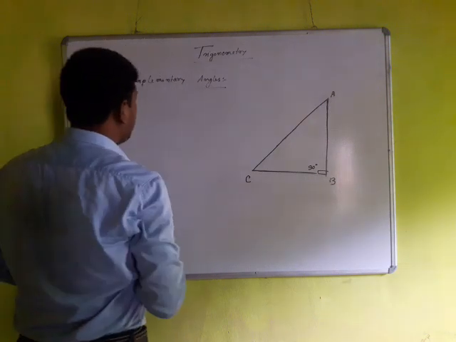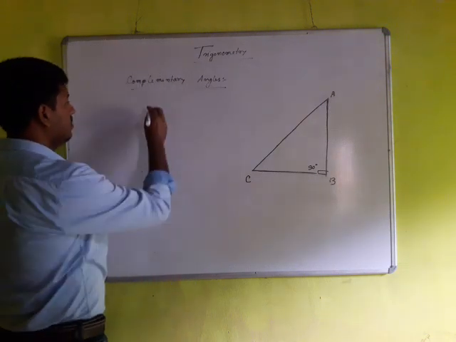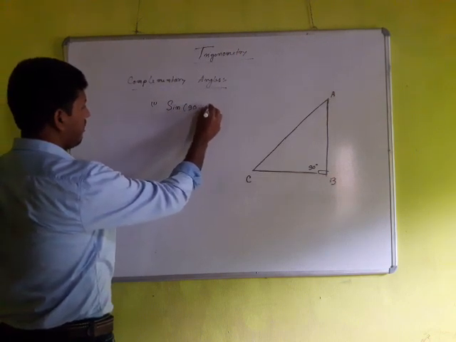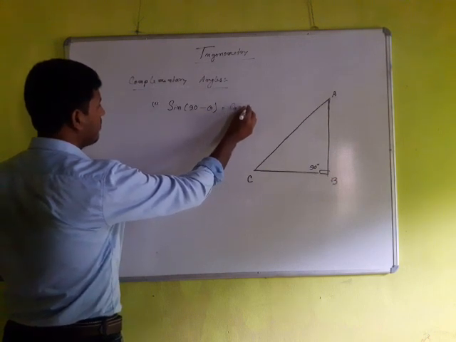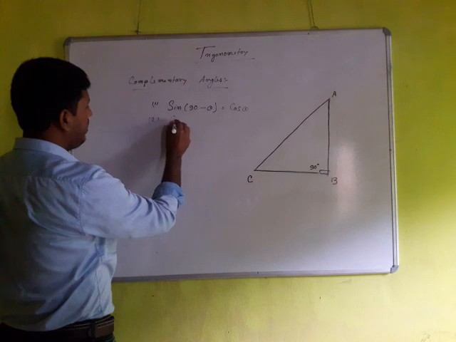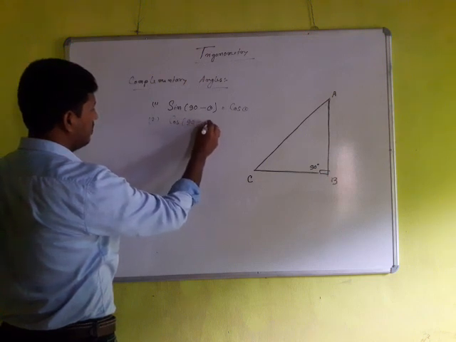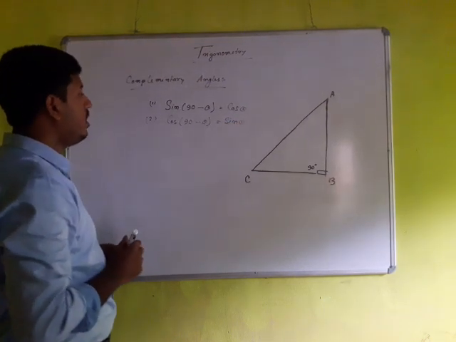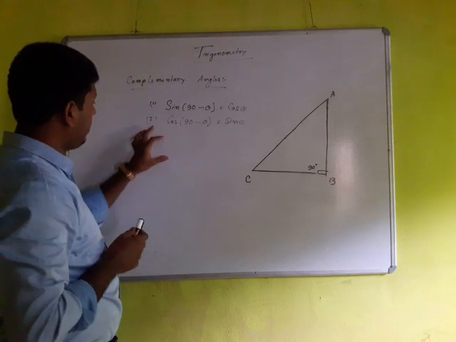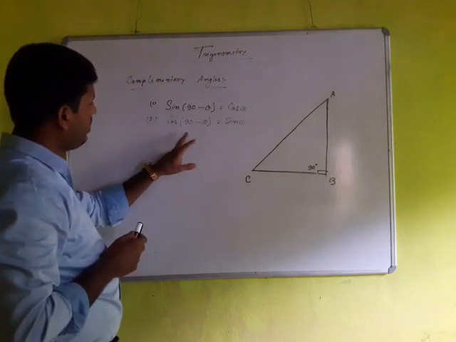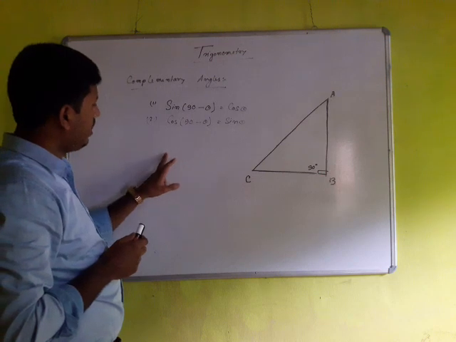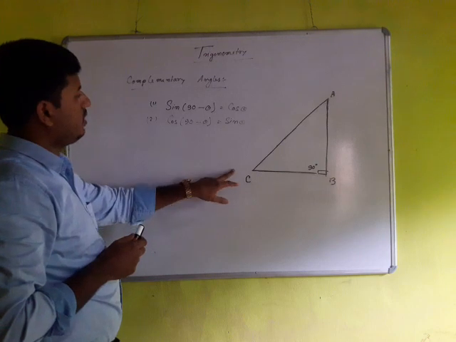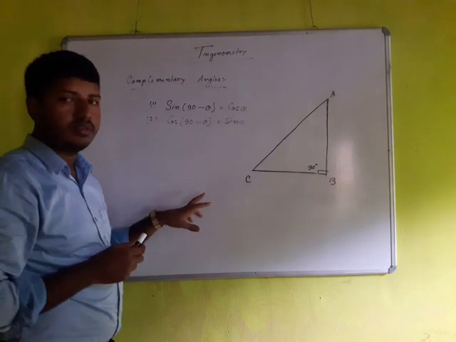So in complementary angles we have to know the 6 formulas, that is sin 90 minus theta equal to cos theta. Similarly, cos 90 minus theta equal to sin theta. So in this way, if students go through the textbook, then they will be able to understand tan 90 minus theta equal to cot theta, cot 90 minus theta equal to tan theta, sec 90 minus theta equal to cosec theta, and cosec 90 minus theta equal to sec theta.